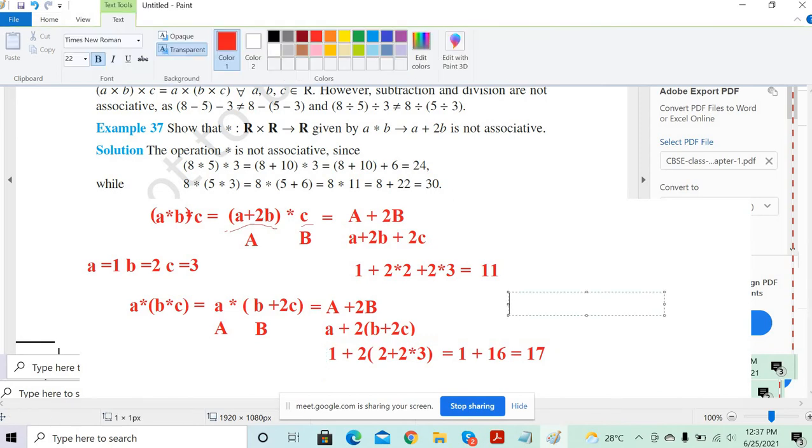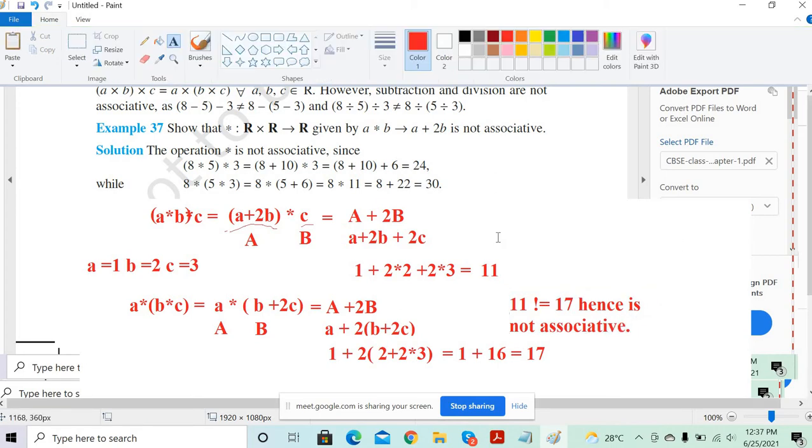Understood? So 11 is not equal to 17. Hence, it's not. Understood? Is the meaning getting clear or not? That is more important. Anything which you didn't understand, tell me. No, it's fine. I still have some hidden doubt, you can ask me.